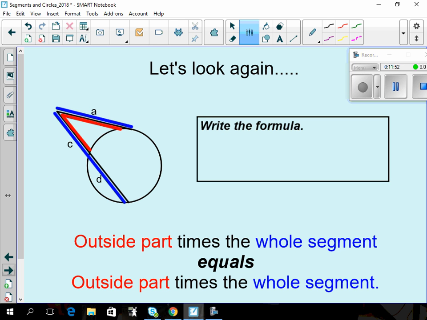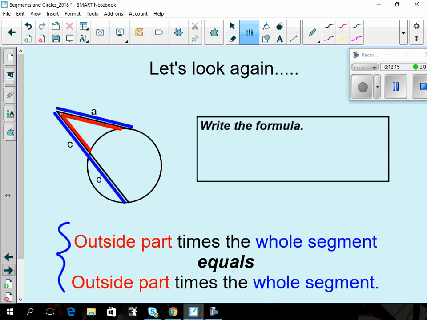Doesn't matter. The formula is still the same. It's still outside times the whole equals outside times the whole. It's just that if you notice up here, the outside and the whole are the same. Does that make sense? So A and A are both outside and whole. I don't want you to memorize another formula. Outside times the whole equals outside times the whole.